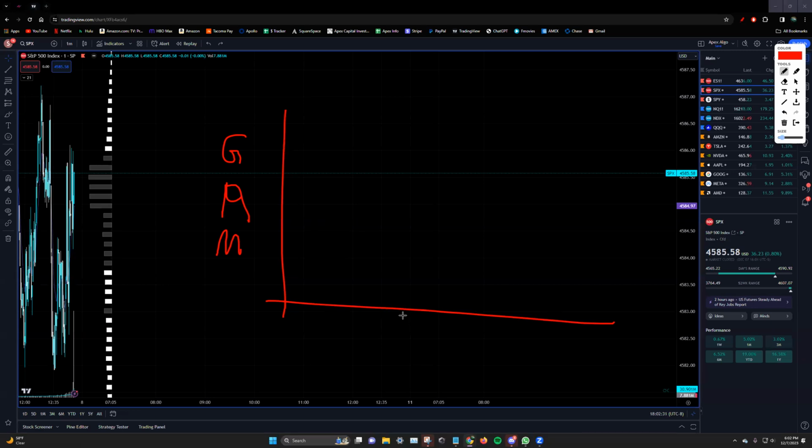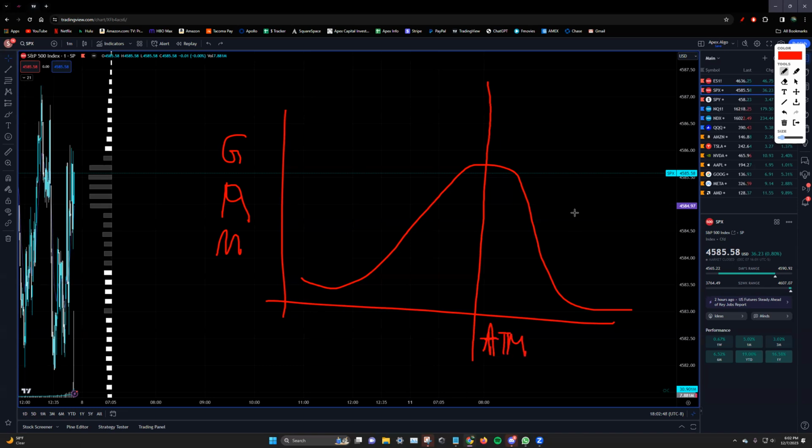The bottom is the strike price, and the y-axis is gamma. Let's draw a little curve like this, and let's pretend that this is at the money. This is in the money, going this way is more in the money, ITM, and going this way is more out of the money.